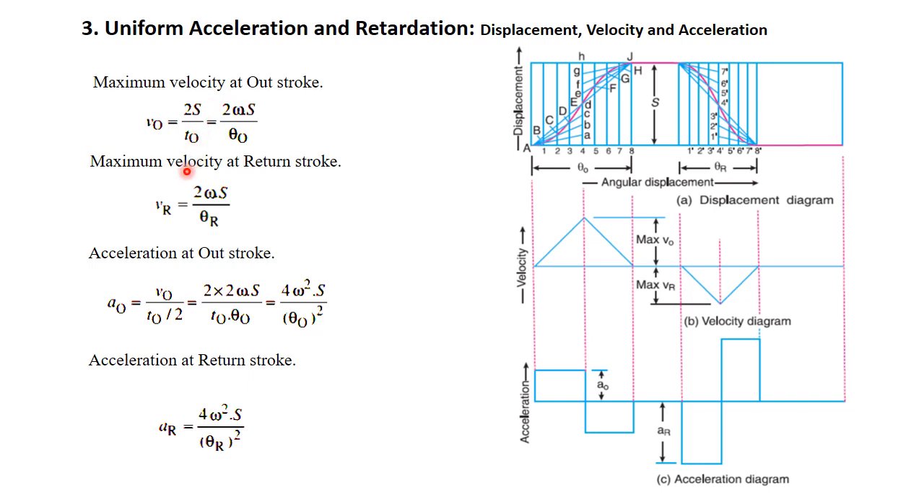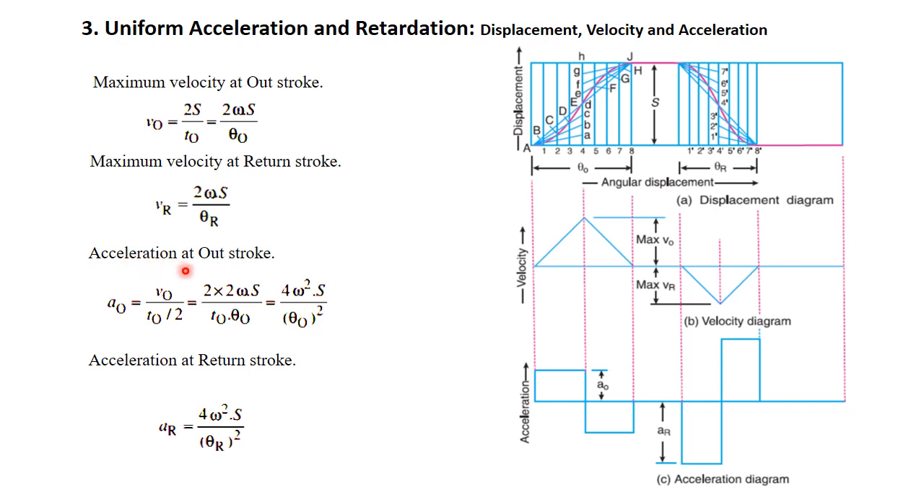Similarly, 2 omega S by theta R is the maximum velocity of the return stroke. So the value of maximum velocity in the return stroke can be computed by these two formulae.